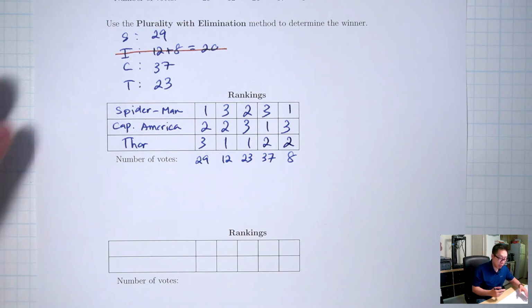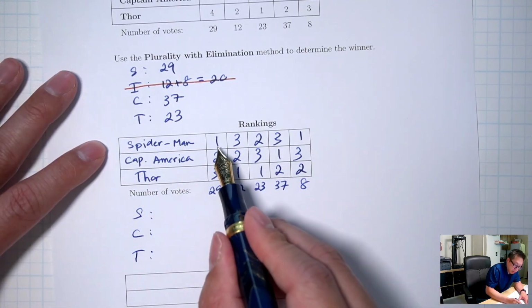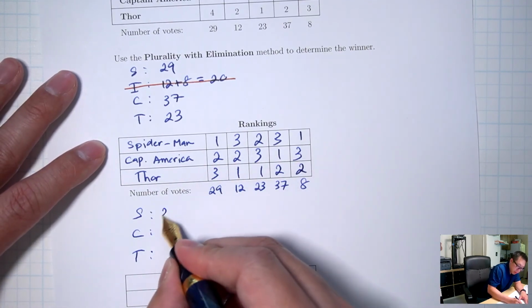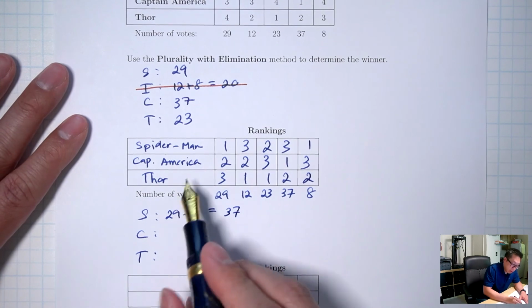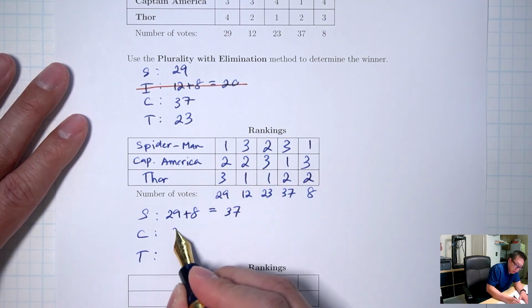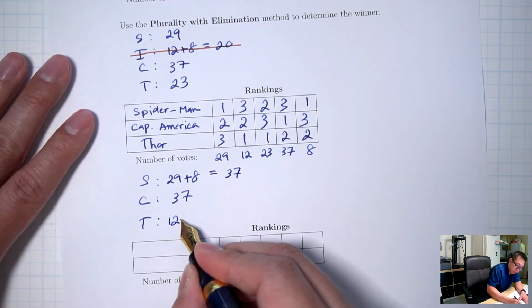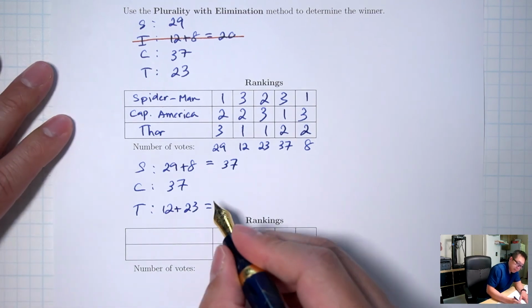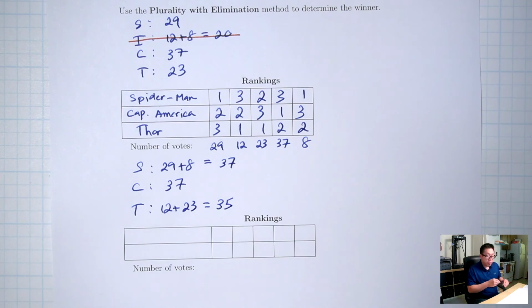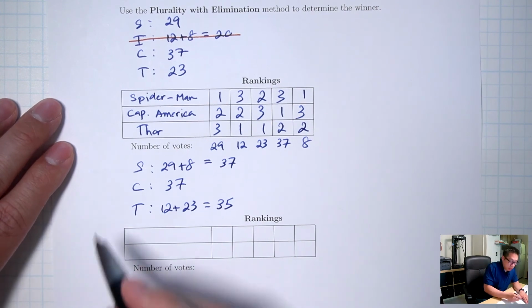So now count first place votes again. Spider-Man, Captain America, Thor. Spider-Man, I see a 1 here and a 1 here. So 29 plus 8, which is 37. Captain America, I just see this 1, so just the 37. Thor, I see these two ones, so 12 plus 23. And 12 plus 23 is 35. Who gets eliminated? 37, 37, 35. So Thor gets eliminated.